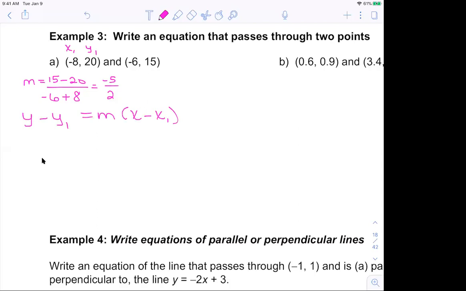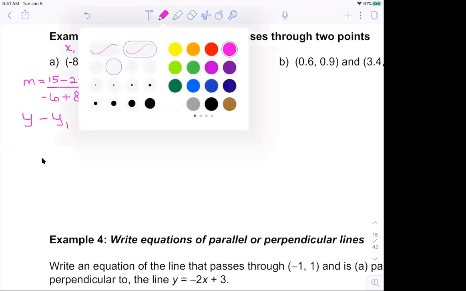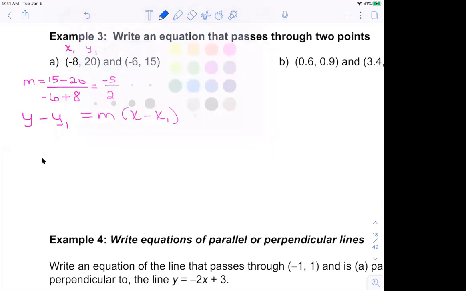Just because there's a fraction doesn't mean you can't do it. And actually, it means that it might work out okay as well. So if we plug in the 20, plugging in the negative 5 halves, and again, watch this negative 8, it turns into a plus 8.